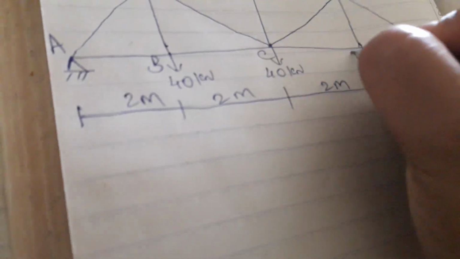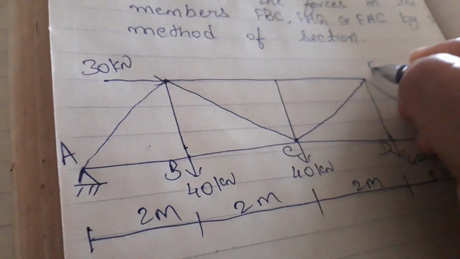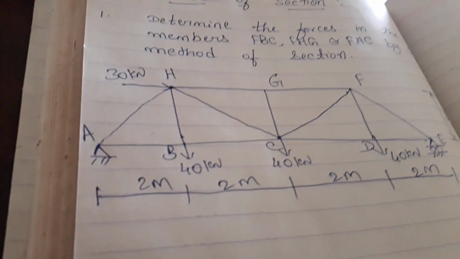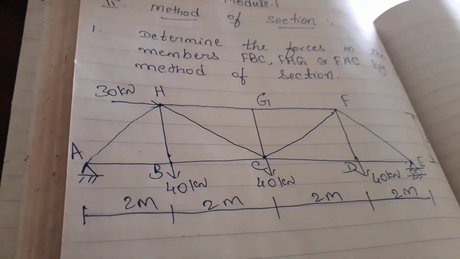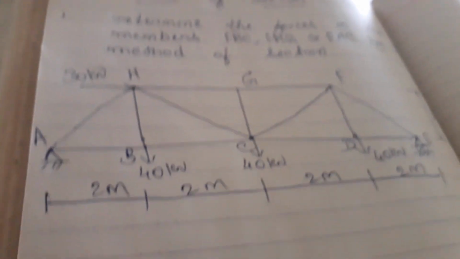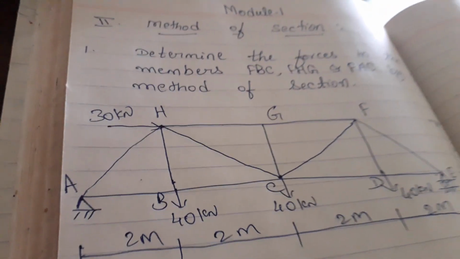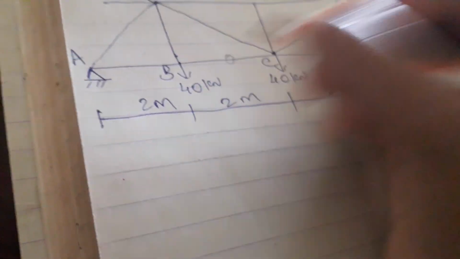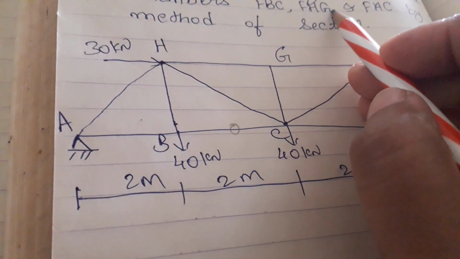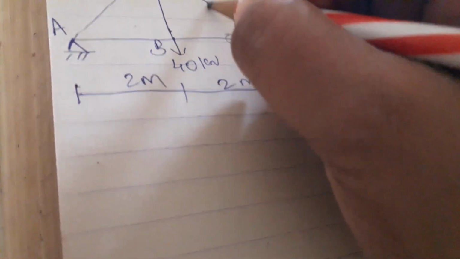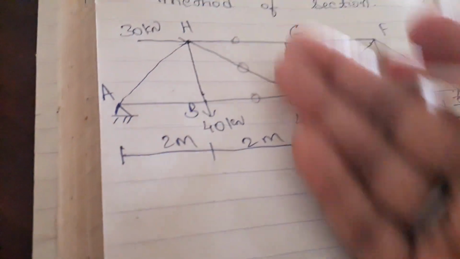So we have to name this one A, this is B, this is C, this is D, this is E, this is F, this is G and this is H. Naming will be given so that because of that only they are asked to find out the forces in that particular member. So here this is the given problem. They are asked to find out the forces of members like FBC, that is this member force, and then FHG, that is this, and then FHC, that is a diagonal member.